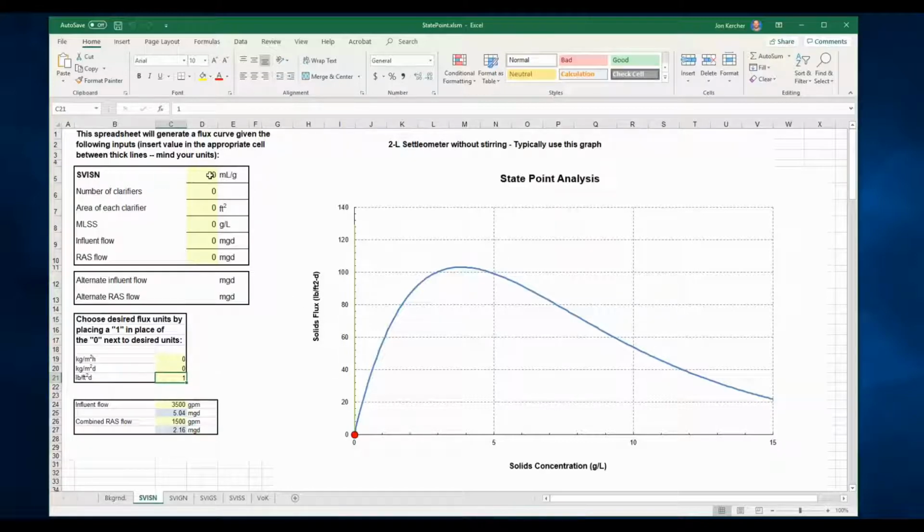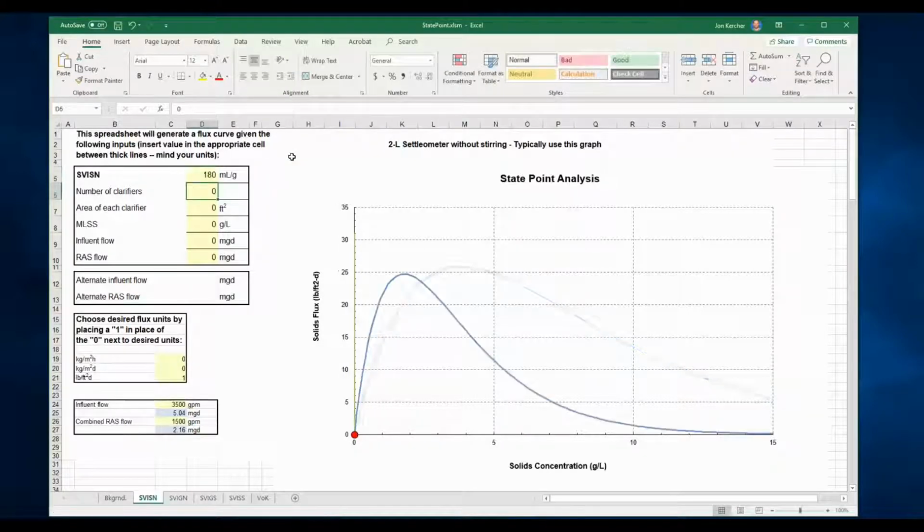So I've got today's data for our plant. Our SVI came back at a 180. That SVI number has now plotted a curve on the graph, and that curve depicts our settling velocity. So a few more things we need to know is how many clarifiers are online. That's going to be 4. What's the surface area of each clarifier? Our surface area for our clarifiers here is 8655 square feet.